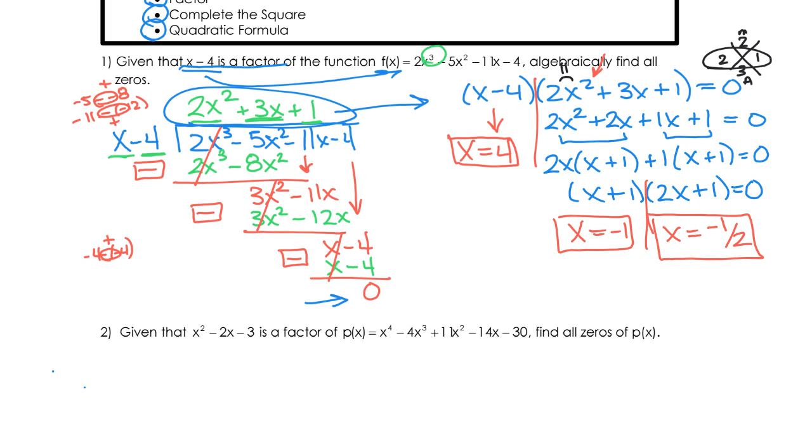The highest exponent was 3, so we know that having 3 solutions here is a good thing. So we have negative 1/2, negative 1, and 4.